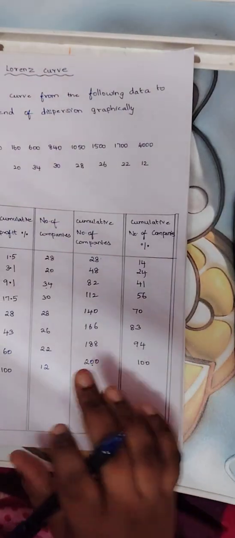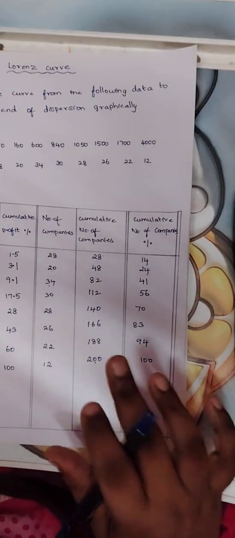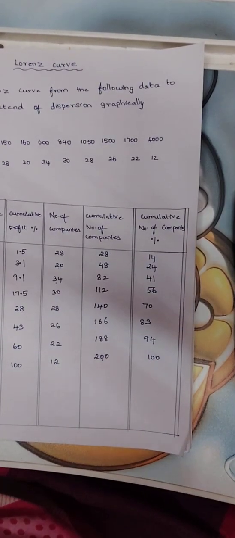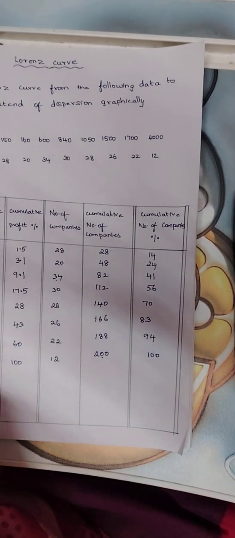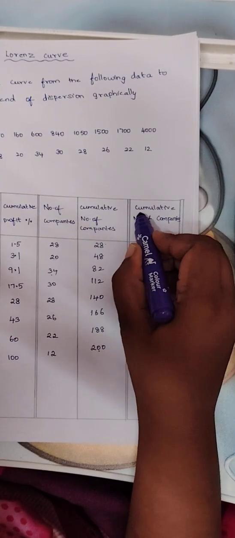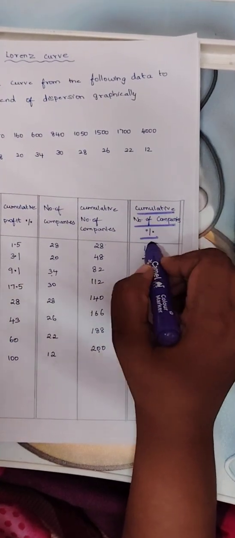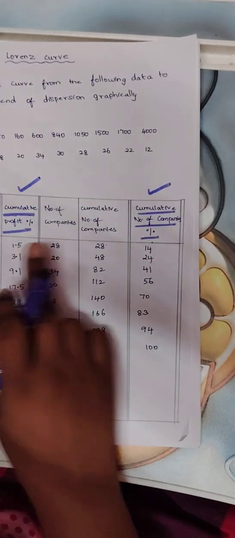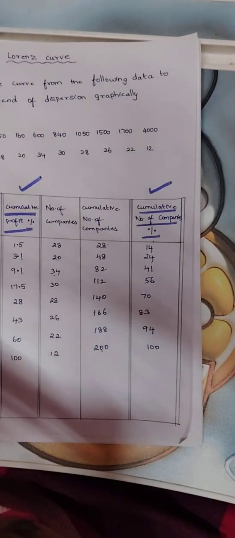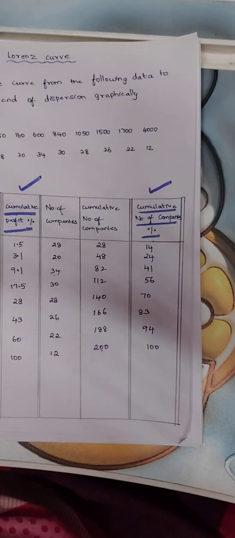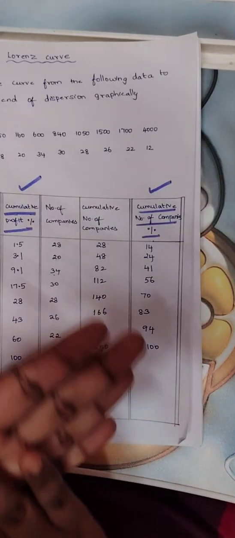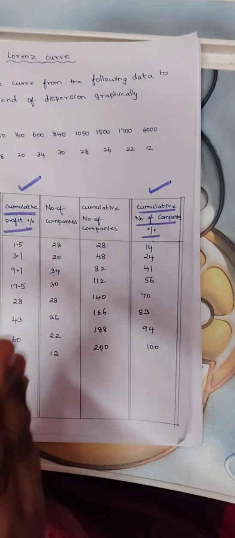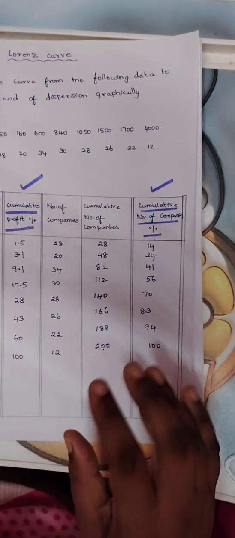Okay, next we'll draw these values in the form of a curve. Okay, in the form of a Lorenz curve. So to compare these two terms, we will compare the cumulative percentage of companies with the cumulative profit. Okay, so these two terms will be compared in a Lorenz curve. So we'll draw a Lorenz curve. For that, we need to take a graph and draw. Since I don't have the graph, I'll plot the graph and show you clearly.